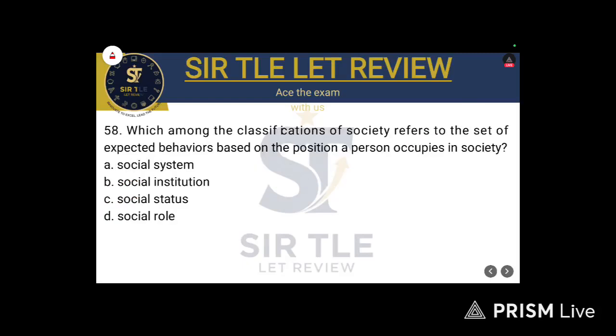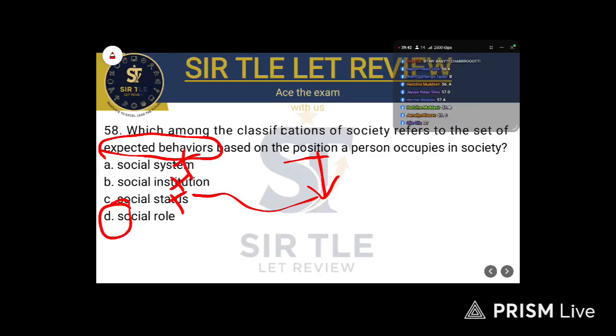58. Which among the classifications of society refers to the set of expected behaviors based on the position? Let's say the position is that, that is the letter C. So, hindi yan ang tinuturo ng ating question. System. Ito yung under ng isang status. Dito siya binabase kung anong expected behaviors ang gagawin niya. Institution. Ito yung kung saan niya gagawin yung kanyang expected behaviors. The answer here is letter D, social role. Okay ba tayo dyan?